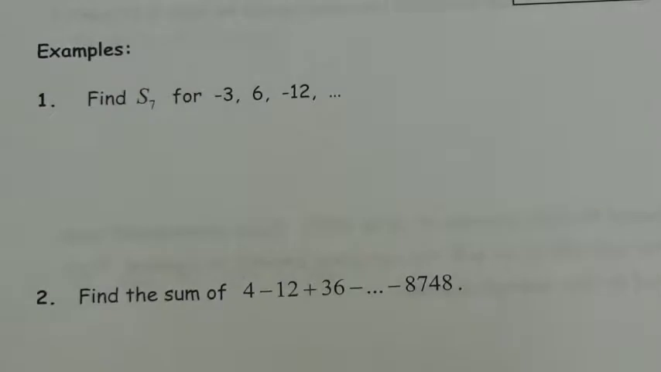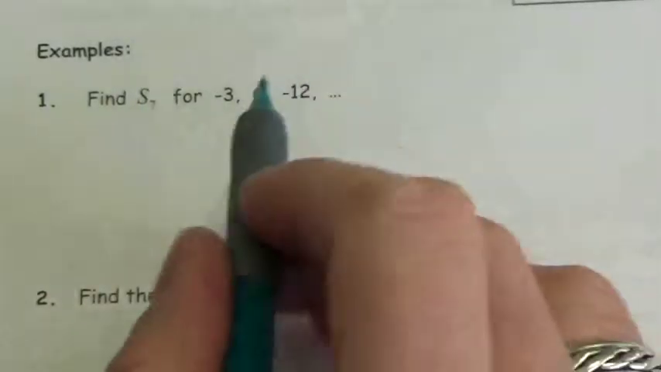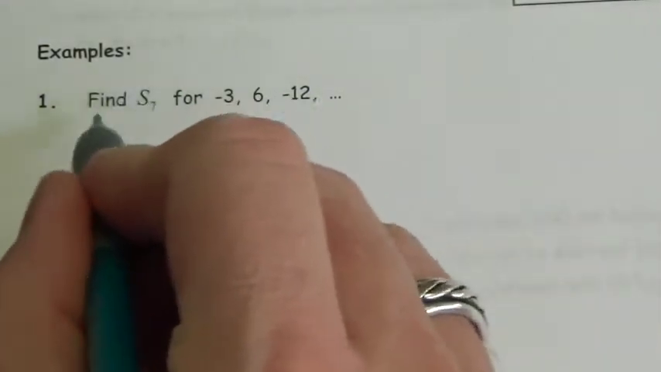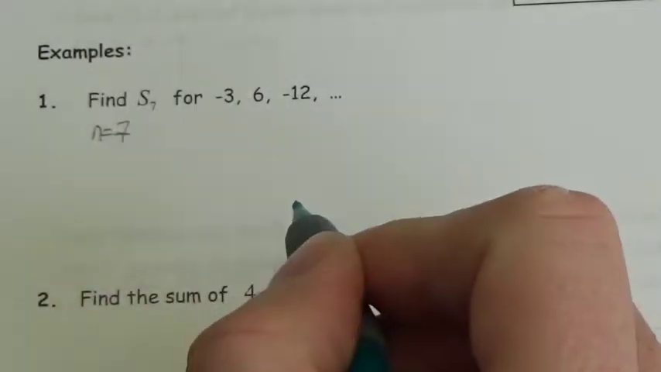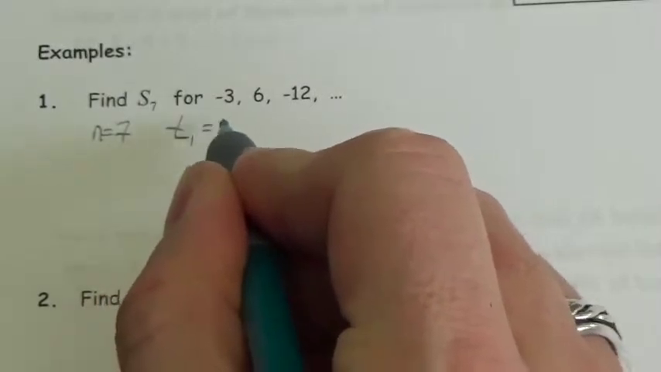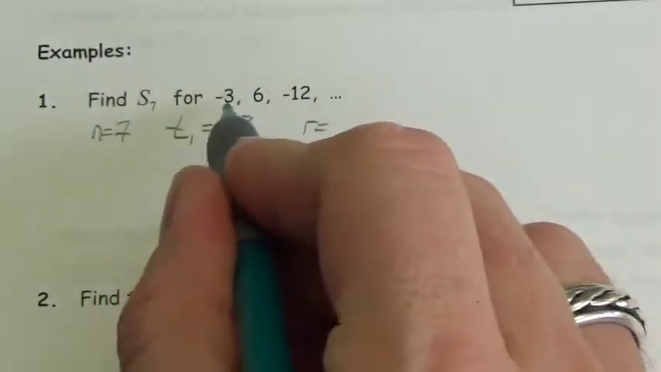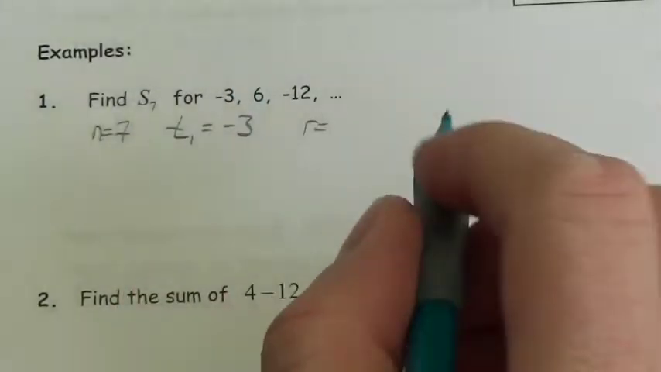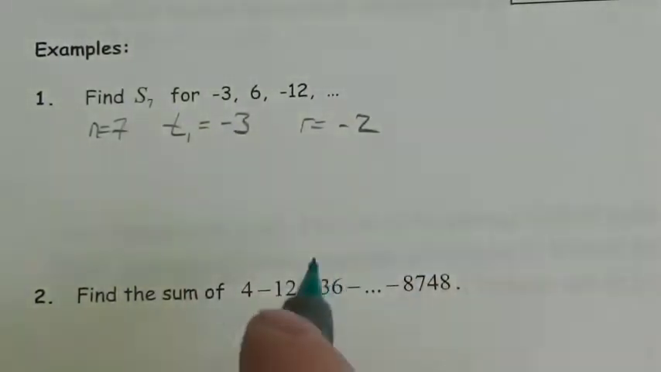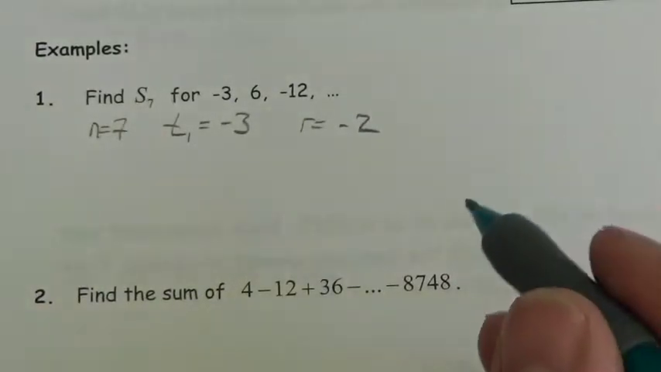All right, so for our first example, we're being asked to find S sub 7 for the geometric sequence that starts -3, 6, -12. Well, first of all, I noticed by my notation that I'm being asked to add the first 7 terms together. I can also tell that my T1 is going to be -3, and then by doing my quick division, the second term divided by the first term, I know that r is going to be -2. Now, don't leave off the fact that r is negative here. This is an alternating sequence. That's going to be important.